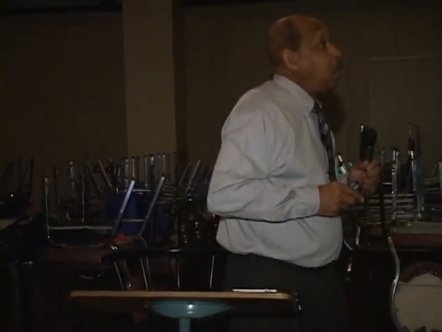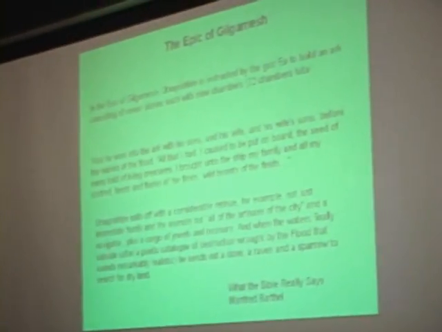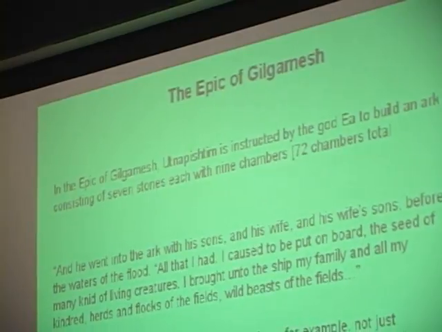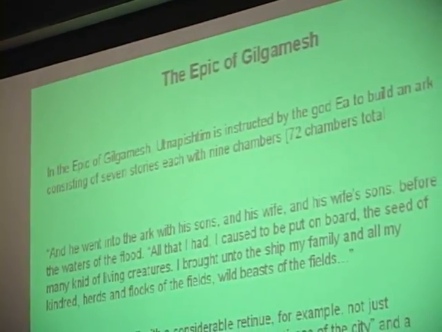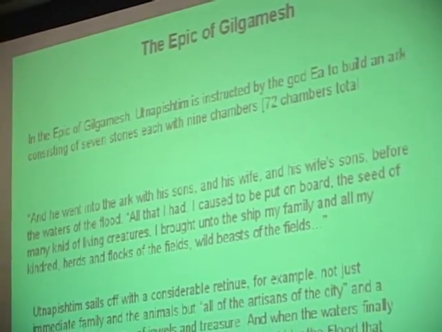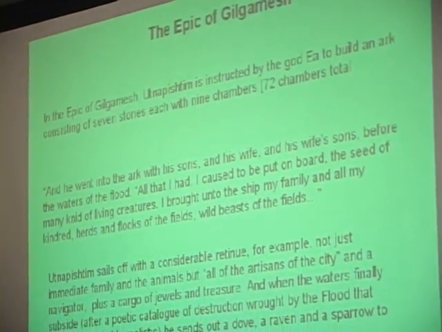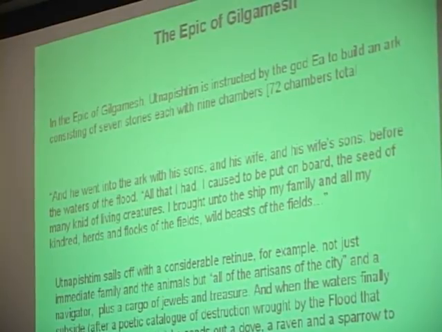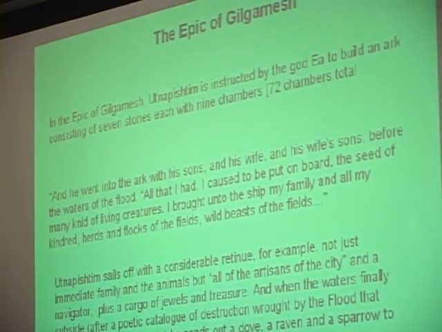In the Epic of Gilgamesh, Utnapishtim is instructed by the god Ea to build an ark consisting of 7 stories, each with 9 chambers, 72 chambers in all. Now, this again is 4,750 years ago to 4,500 years ago, long before Genesis was written.